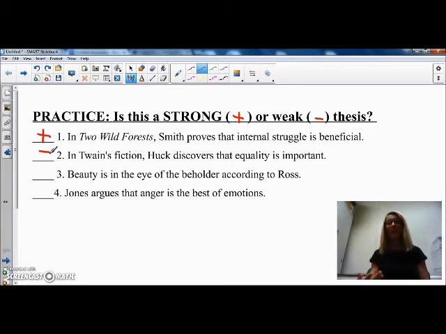Now, the other part, equality is important, well, I sure hope that's a fact to all of us. And if it's a fact, then it's not a good thesis. So those are the 2 main reasons this would be a weak thesis. Number 3. Beauty is in the eye of the beholder, according to Ross. Take a couple seconds, positive or negative.